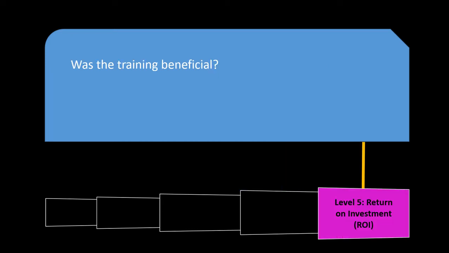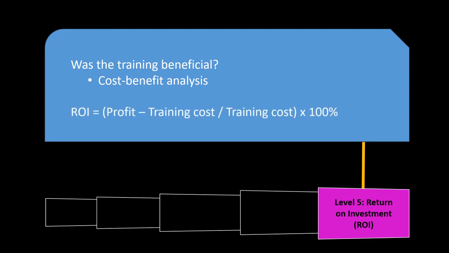Level 5, Return on Investment, ROI, measures if the training was beneficial in monetary terms. Investopedia defines ROI as a performance measure used to evaluate the efficiency of an investment. Cost-benefit analysis is done to determine this. The formula to calculate ROI is given on the screen. One important point to consider over here is that the profit should eliminate the profits due to non-training factors in this calculation.